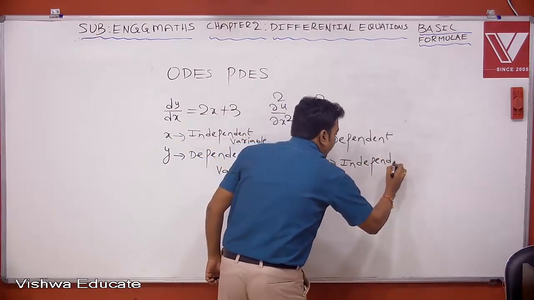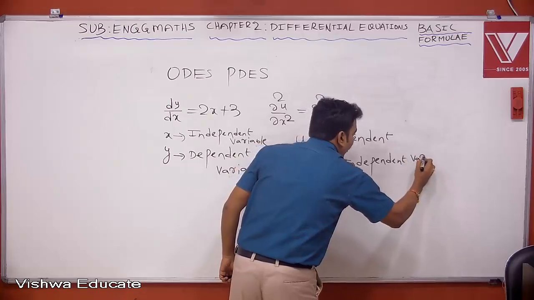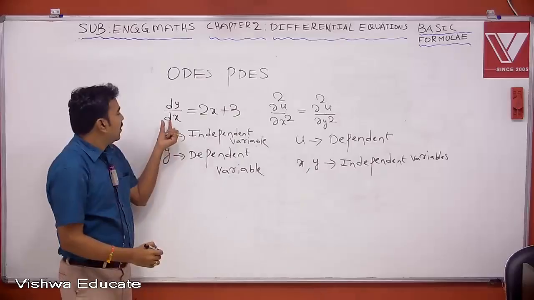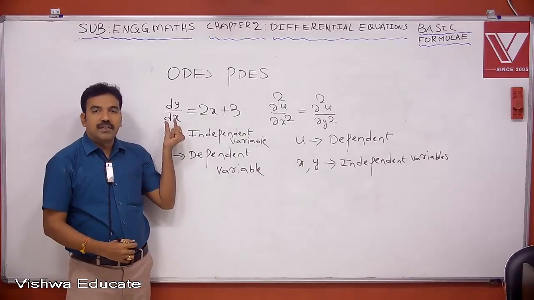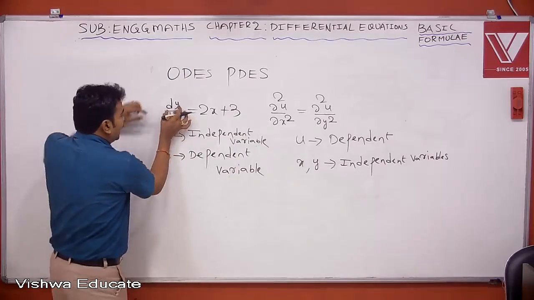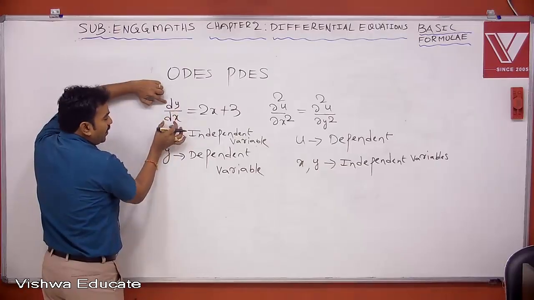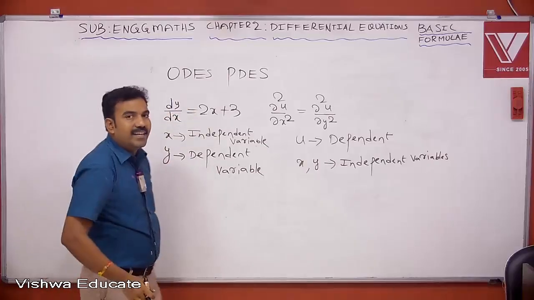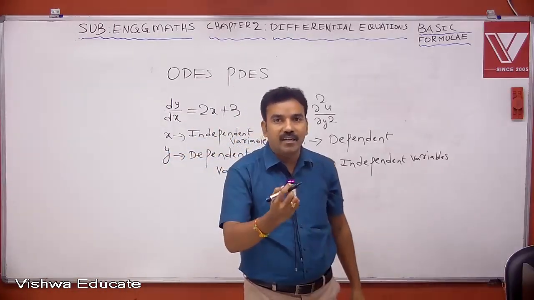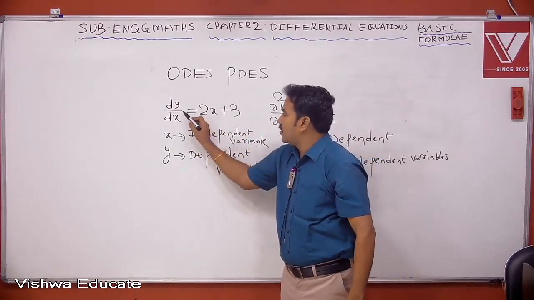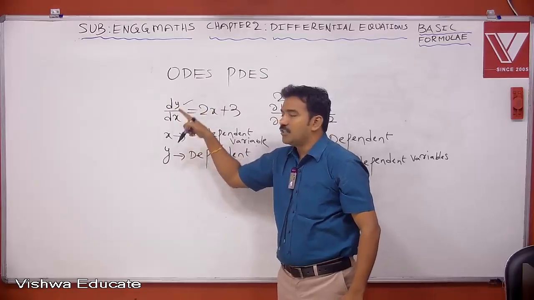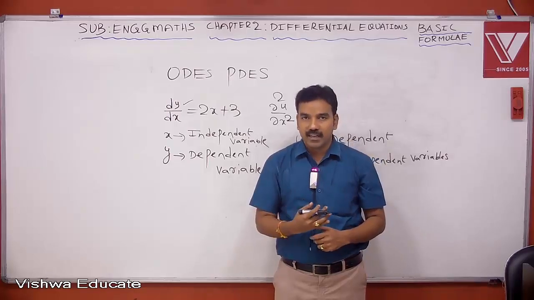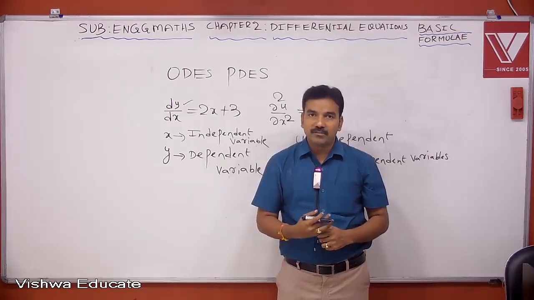Now let us discuss why they are called independent variables and why the numerator variable is called the dependent variable. Let us start with dy by dx. Basically this dy represents the difference in y and dx. Y is one physical quantity, x is one physical quantity. Dy by dx means change in y divided by change in x. So the rate of change of y with respect to x is called a derivative.